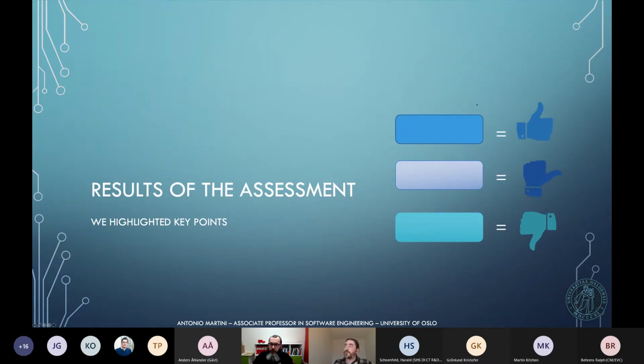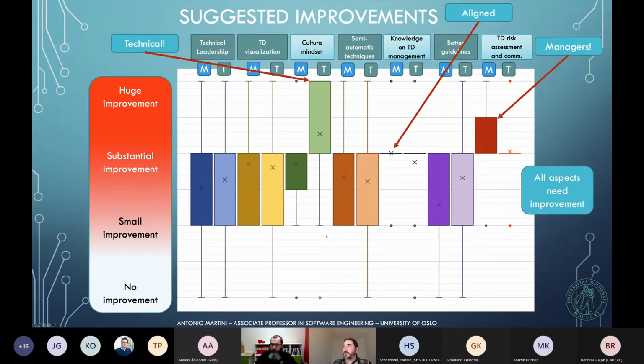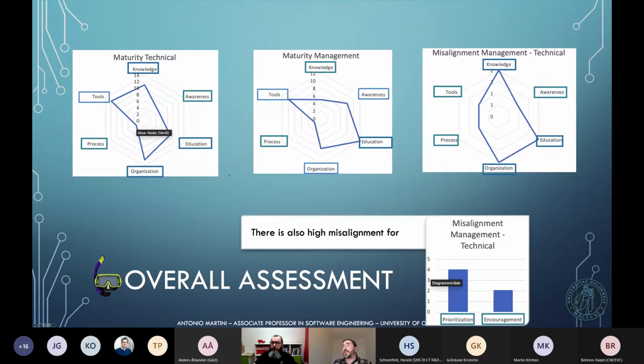Okay, we found practices that were good, or that were better than what we found in previous results. We saw practices that probably needed a lot of improvement, and we also found things that were interesting but neither bad nor good per se. And then we found candidates for deep dive workshops where we could better investigate the topics, especially the gaps.